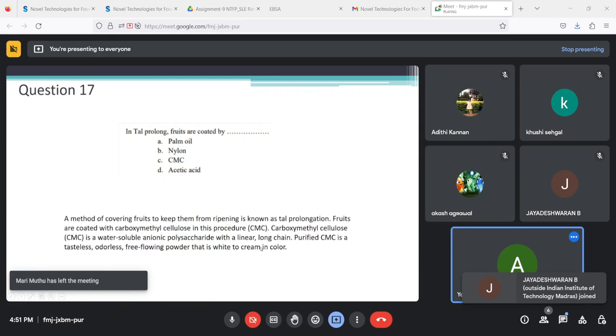So carboxymethyl cellulose is the product that is used in the process of tal prolongation, which is tasteless, odorless and free flowing, which are all desirable characteristics of an edible coating. So hope this is clear.